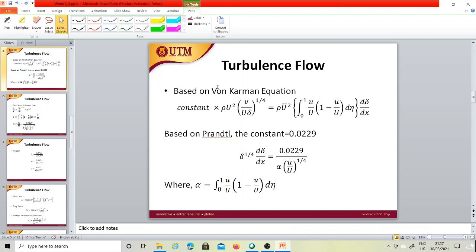If you remember, according to the von Karman equation, this is the tau naught. You know that rho u square, this one is alpha, and then we have d delta by dx. We already had this equation. So according to the von Karman equation, we have different forms.